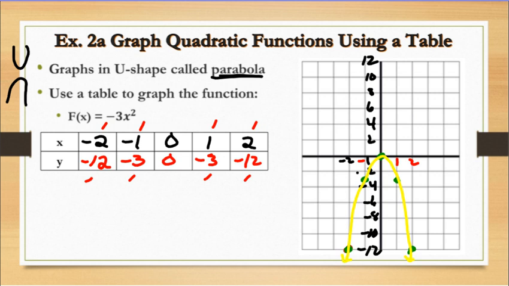The reason why this is upside down is because in our function, it was a negative. So if it's a negative, your parabola should look like an upside down U. Okay? Let's try another one.